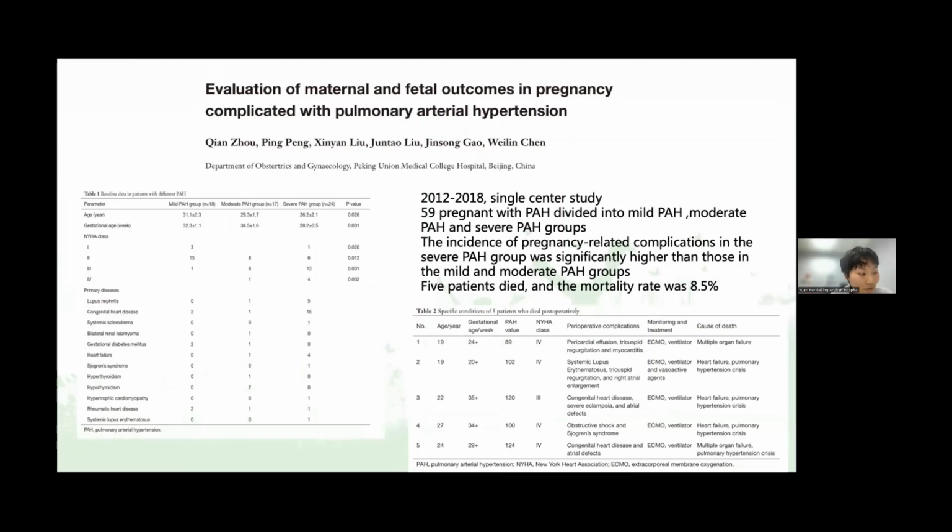This is a more recently published single-center retrospective study from China, which included 59 pregnant women with PH and divided them into mild PH, moderate PH, and severe PH groups. The incidence of pregnancy-related complications in the severe PH group was significantly higher than in the mild and moderate PH groups. And 5 patients died in this study, and the mortality rate was 8.5%.